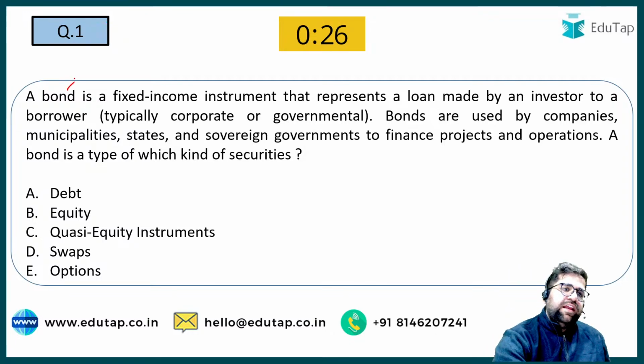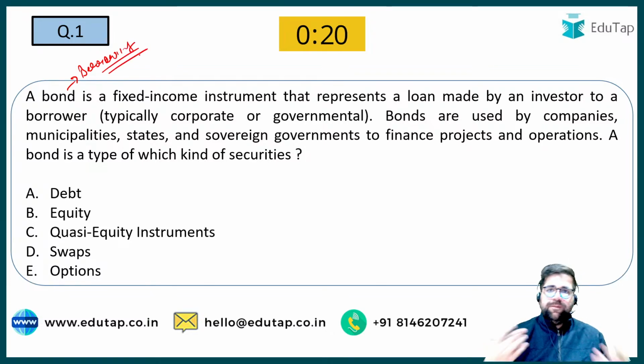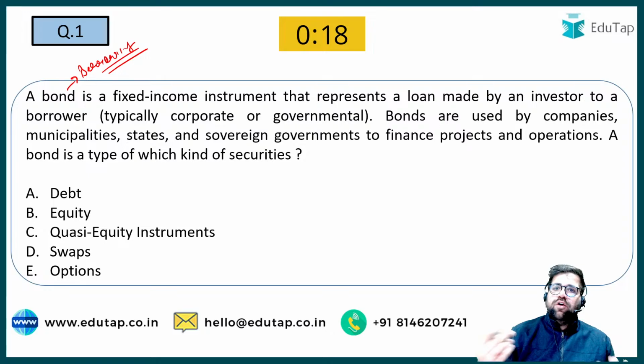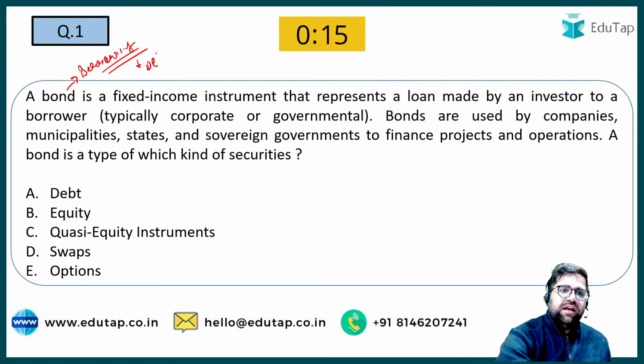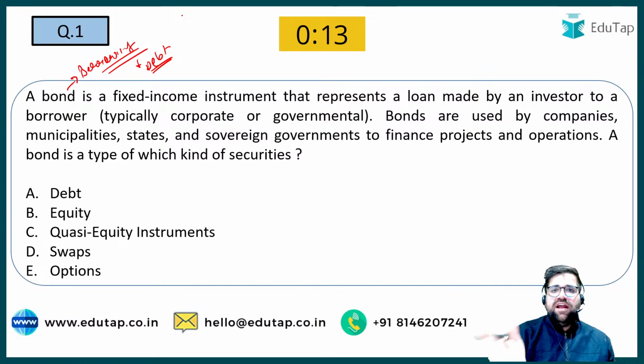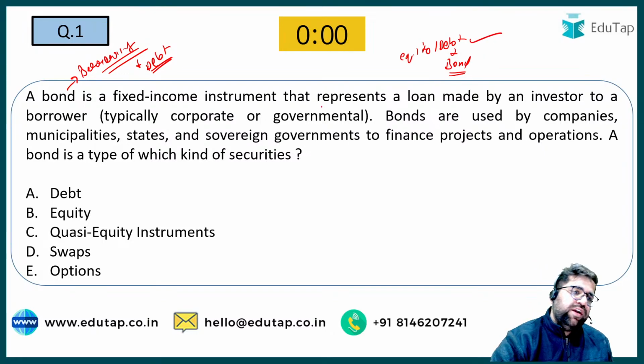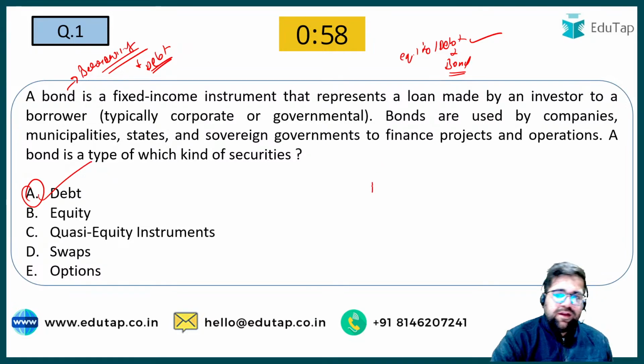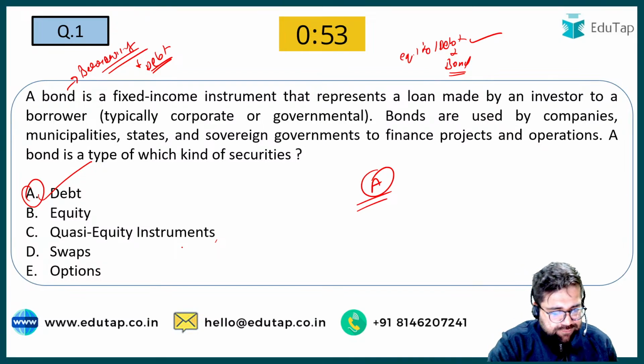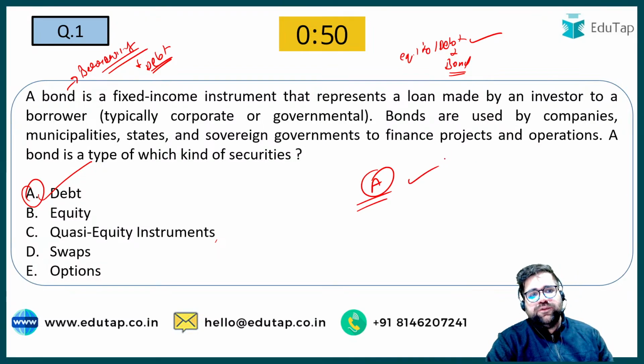See, bond is basically a kind of borrowing instrument via which a company raises money. And whenever we talk about borrowing, all the borrowing instruments are generally debt. In finance you can raise money in two ways: by issuing equity or by issuing debt. Bond is a way via which the company does the borrowing, and it's a debt security. So your answer will be option number A, which is debt. Quasi equity, swaps and options were just given to confuse you. Therefore the first answer will be option A.